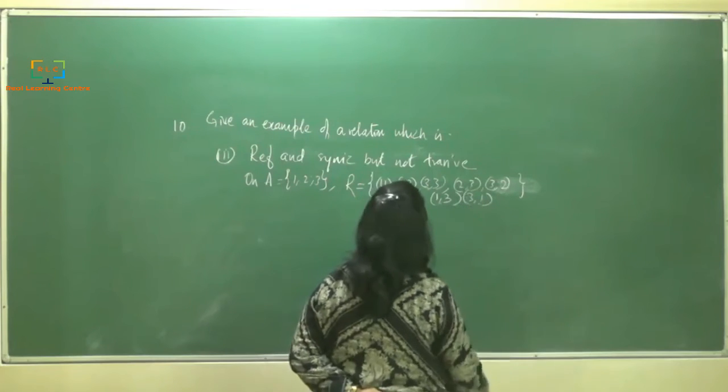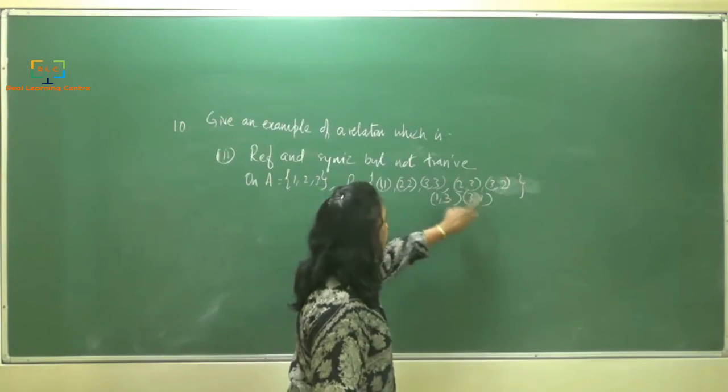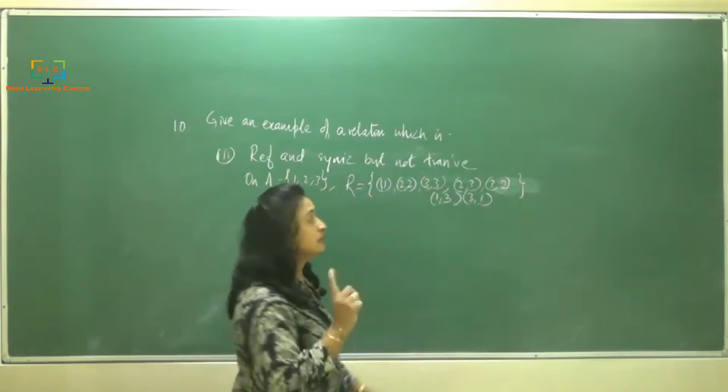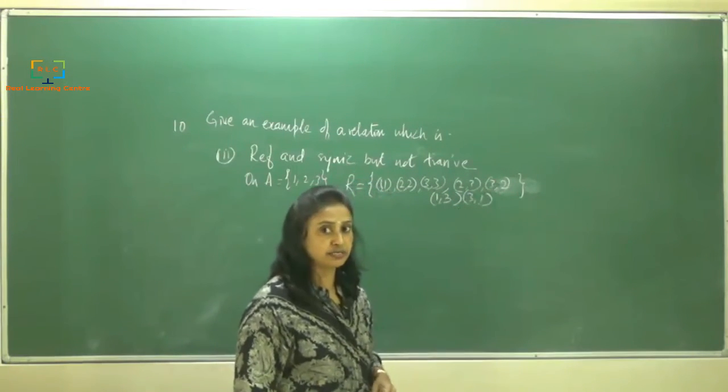3, 1. 1, 1 is there. For 2, 3, 3, 1, 2, 1 is not present. So it is not transitive. This is how you have to check. After you adjust, immediately you check whether it is holding good for your example or not.